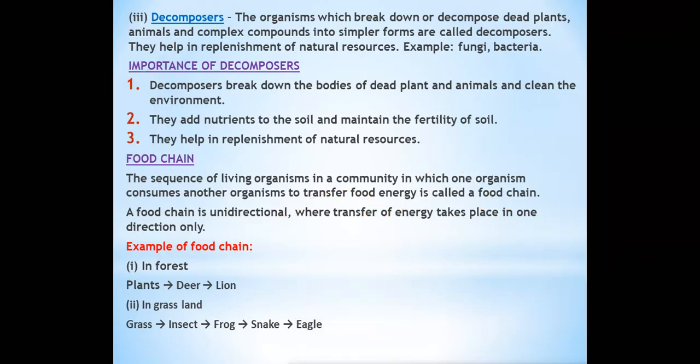Next, examples of food chain. For example, in a forest, we can see that lots of plants and trees are there. So those plants and trees can be eaten by a deer, and that deer can be eaten by a lion. So that forms a food chain.